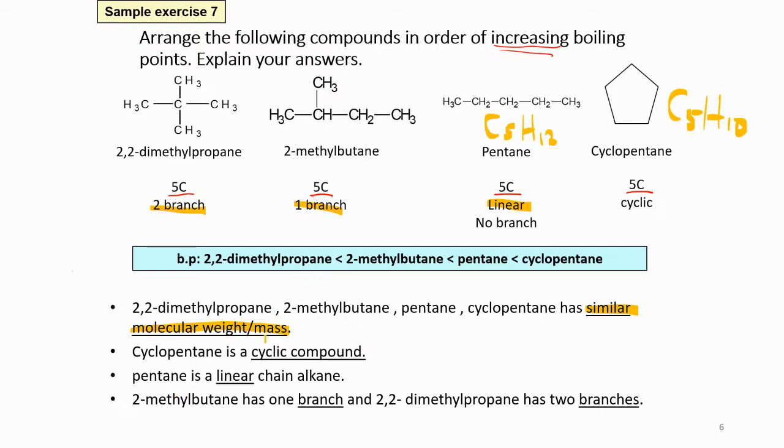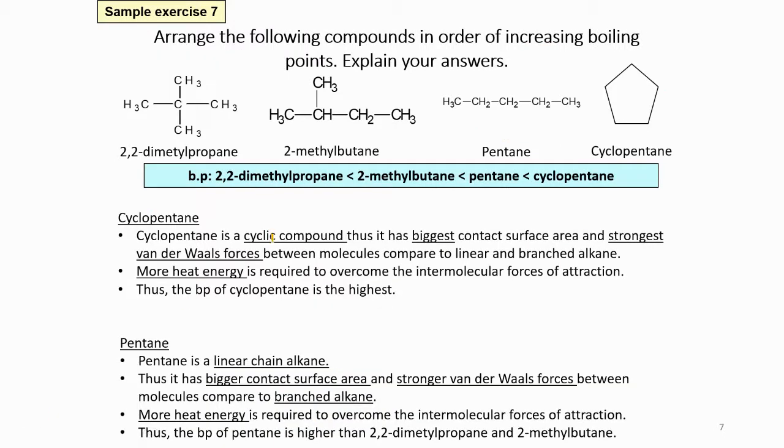Now, when we want to explain, we explain one by one. Find out the common thing first, that is the similar molecular weight. Then explain one by one what is the difference. For example, cyclopentane is a cyclic compound. Pentane is a linear chain alkane. Then 2-methylbutane has 1 branch, and 2,2-dimethylpropane has 2 branches. This is how you differentiate them. Then next, only then you explain why it has the highest boiling point.